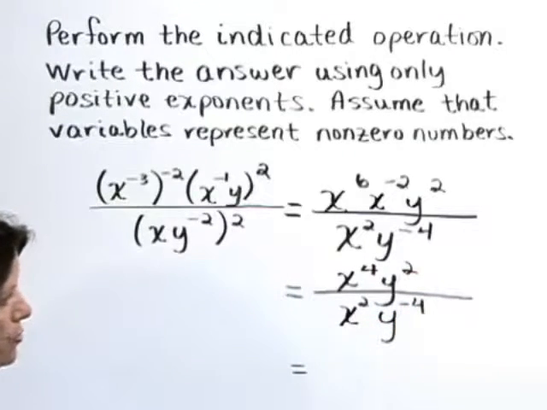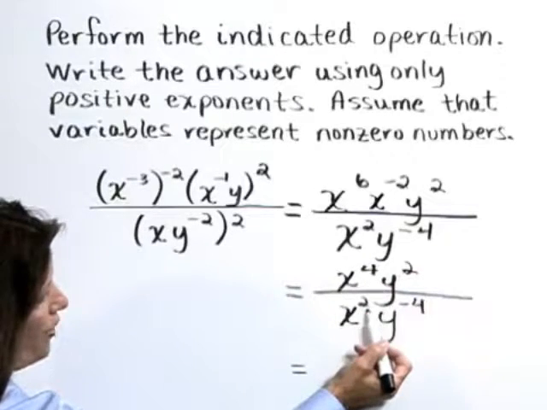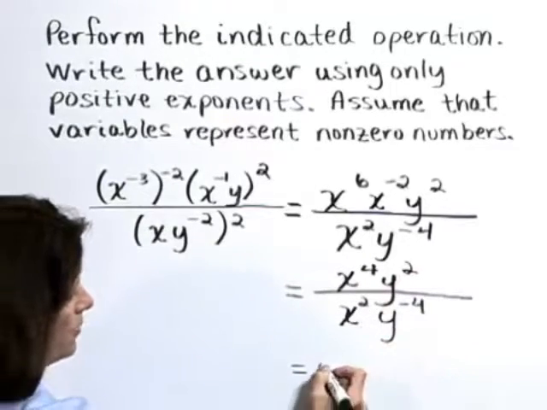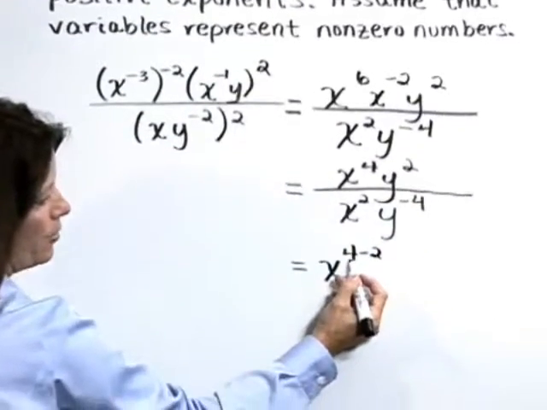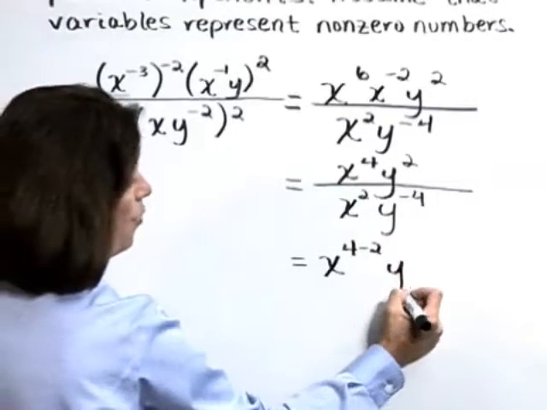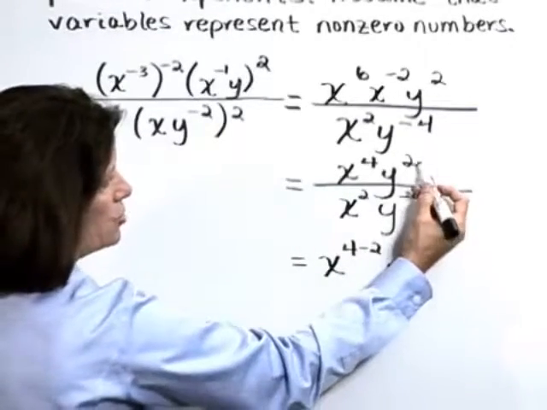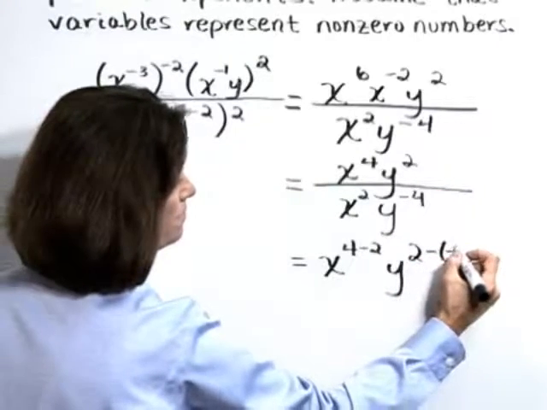Now I'd like to use the quotient rule. As we divide these like bases, we'll subtract the exponents. So we've got an x to the 4 minus 2, that's numerator exponent minus denominator exponent, times y to the 2 minus a negative 4. Watch your signs there.